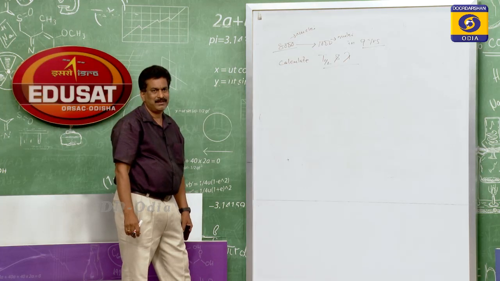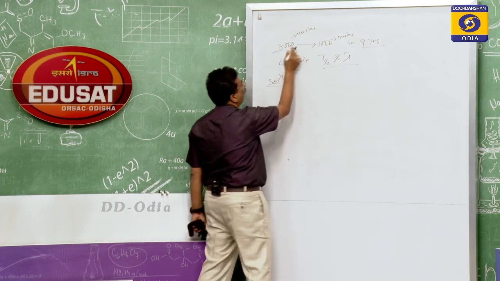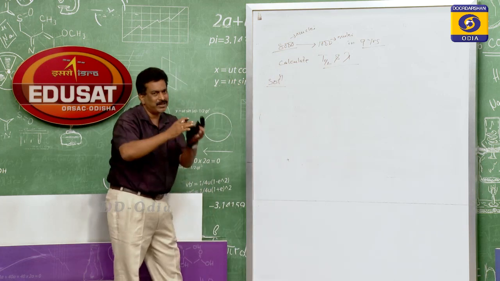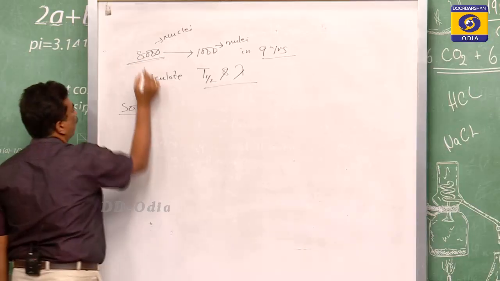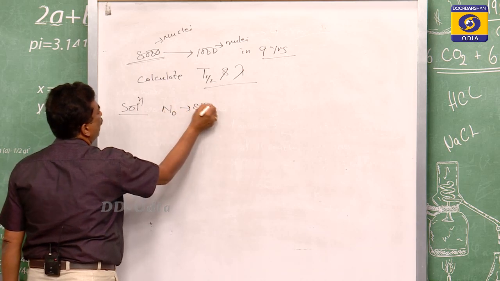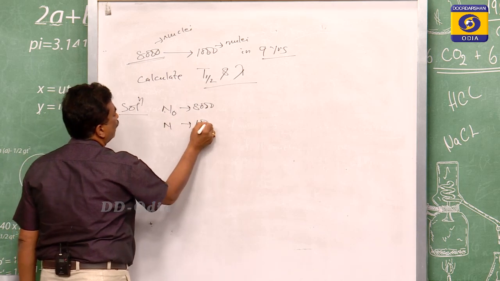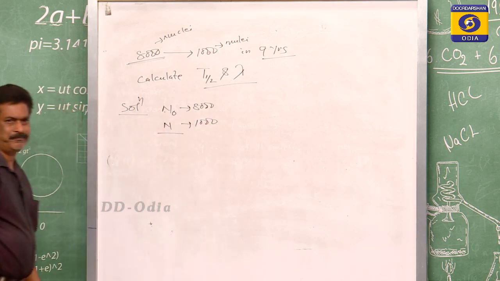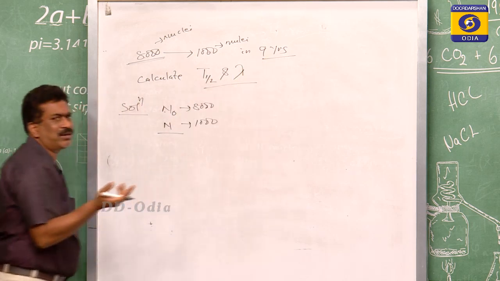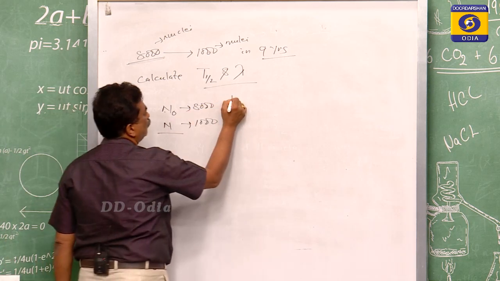Have you tried? Okay, let me make the solution. 8000 was initially, and now it is 1000, meaning the decay process is going on. The number of atoms present initially is N0, that is 8000, and now it is N, that is 1000, and it takes 9 years, so the time is 9 years. So how to make the solution? There are 2 steps, 2 methods.